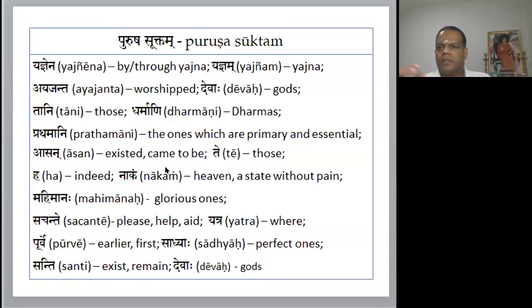That way also we can take it. The devas already set the example of how to worship the Lord through offering everything for the benefit of the world. Through that, all the good things in the world, the dharmas, have come into existence. Tani dharmani prathamani asan. Te means those, it's plural. Sa, tau, te: te is plural. Ha, indeed. Te ha. Nakam. Nakam is generally translated as heaven. Nakam. Ka means pain, suffering. Aka means no pain.